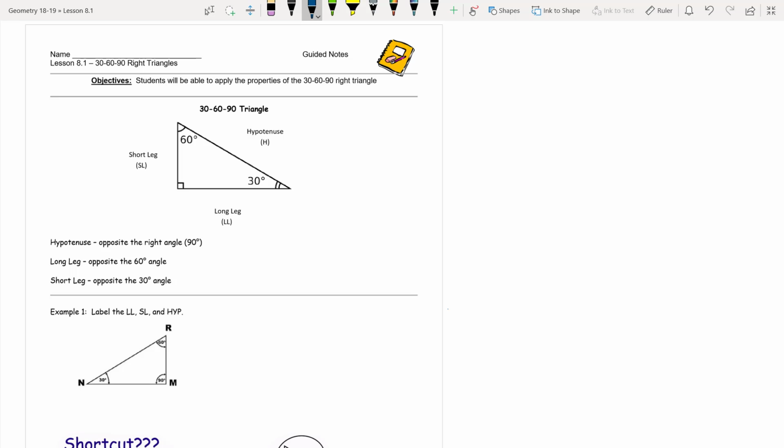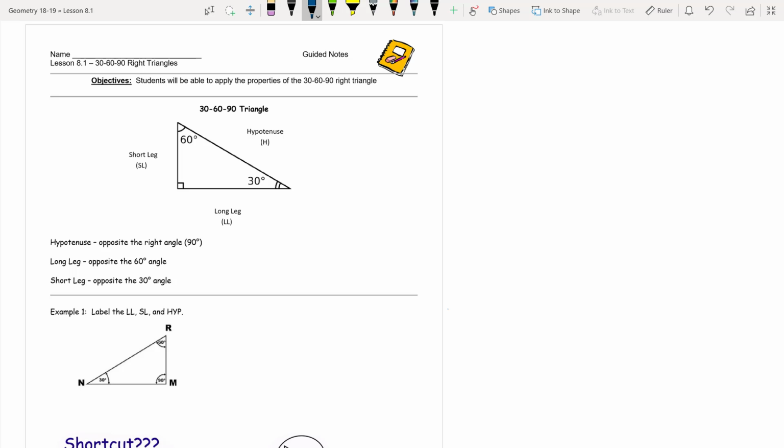Before I get to those, if you notice, I've labeled things SL, LL, and H, or HYP sometimes. It's really in your best interest to label the sides because it makes solving these a lot easier. So with that, we have two rules here. And everything relates back to the short side. So if you don't have the short leg, you need to get that first. That's the goal, to get the short leg first.